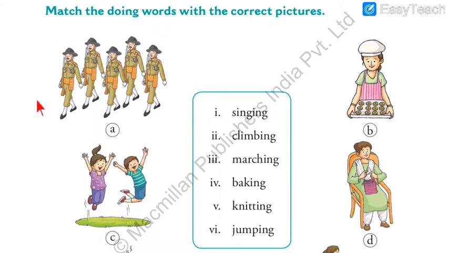Like I solved this. See, what are these soldiers doing? Marching. Yes, this is called march past. Left, right, left, left, right, left. This is how they walk. This is how the commands are given and they walk. So this is called march past.